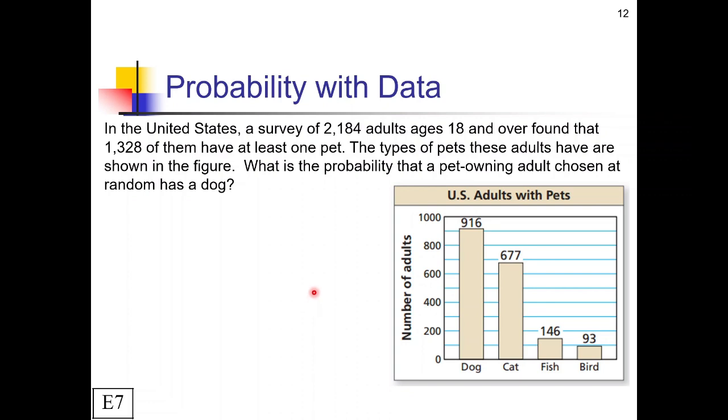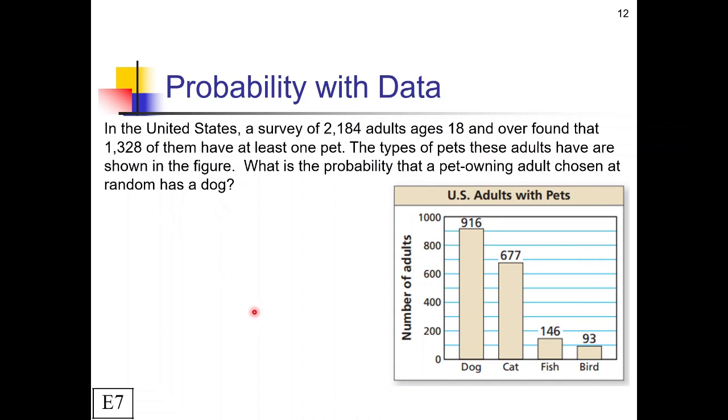For this next problem, in the United States, we have a survey of 2,184 adults over 18, and this survey finds that 1,328 of them have at least one pet. All right, and the types of pets these adults have are shown in this graph here. We want the probability, based on these statistics, that a pet-owning adult chosen at random has a dog.